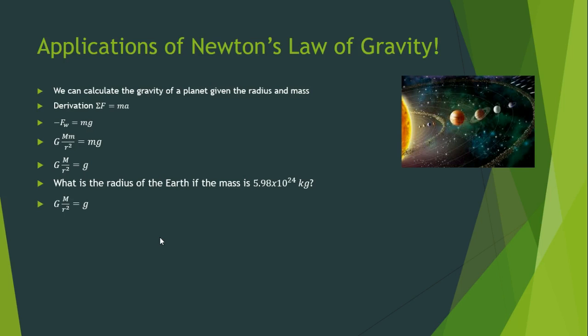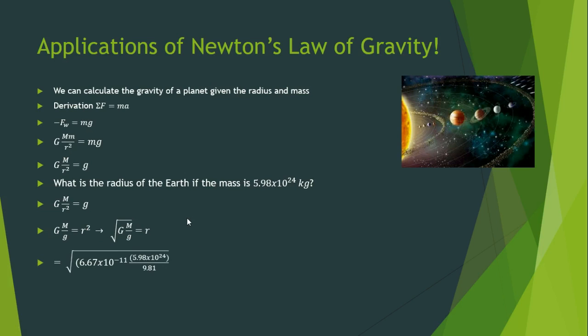So here we have our general form: gravity equals big G m over r squared, and we want to find the radius, so we want to solve for r. We switch g and r squared with each other by multiplying each side by r squared and dividing each side by gravity. So we get this form, and then we just take a square root, and you get this formula here. So now we plug in everything we know.